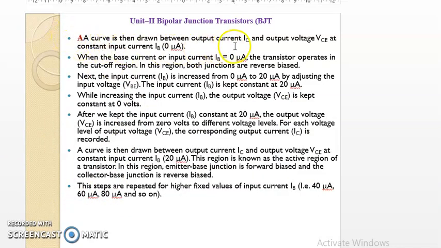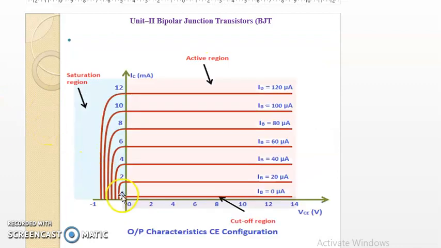A curve is drawn between the collector current IC and collector voltage VCE at constant input voltage or input current. When the base current or input current IB is 0, the transistor operates in the cutoff region. In this region, both junctions are reverse biased. Both junctions are reverse biased when your base current is 0. And you know, in reverse bias, no diode conducts. That's why we cannot obtain the output in case of reverse bias.